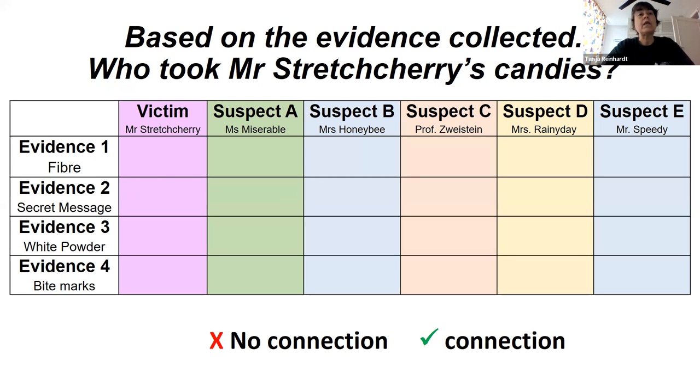So what you have here is a table with 1, 2, 3, 4, 5, 6, 7 columns. In the first column, you're basically writing down evidence 1, evidence 2, evidence 3, evidence 4.